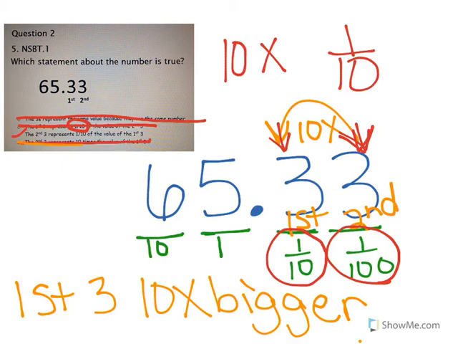So my final answer is the second 3 represents 1/10th of the value of the first 3, and that is my final answer.